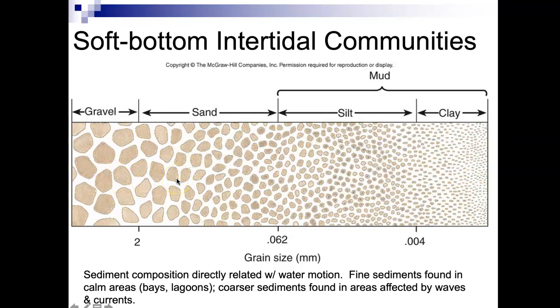So the sediment composition is going to be directly related with the water movement through what's called these interstitial spaces. Interstitial, I'll show you this term in just a minute. Interstitial space just means the space between the sediment granules. And fine sediments are going to be typically found, so your silt and your clay are going to be found in calmer areas that are partially protected and enclosed, like bays and lagoons, where they're protected from the wave action. And then coarser sediments are going to be found in areas where you are subject to more heavy wave action.